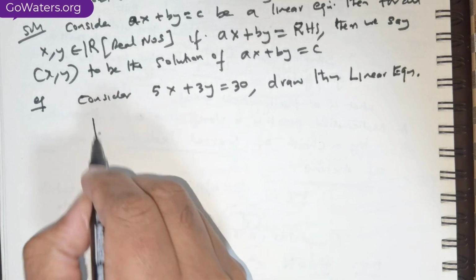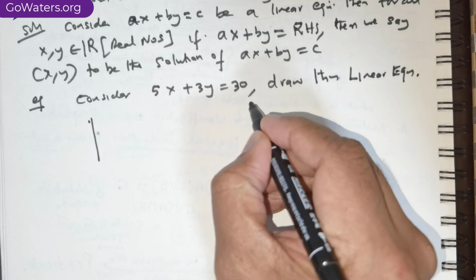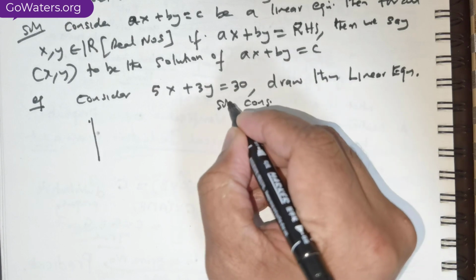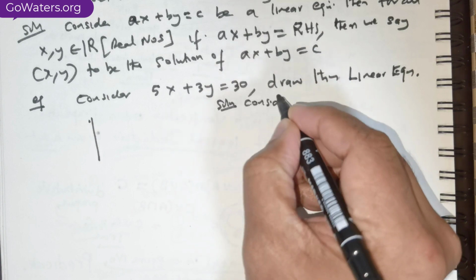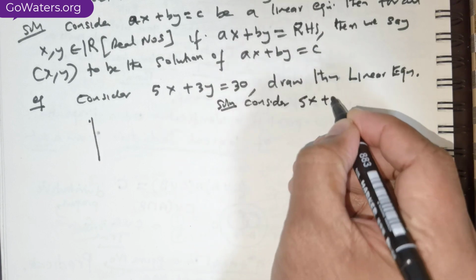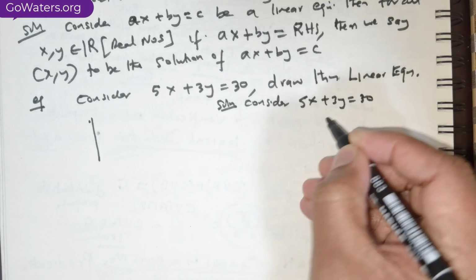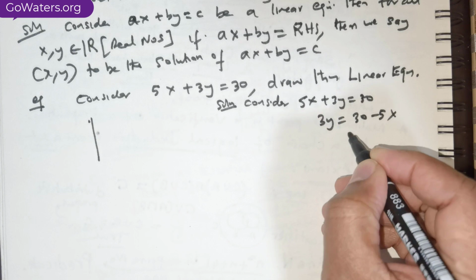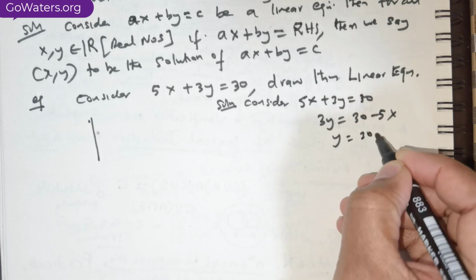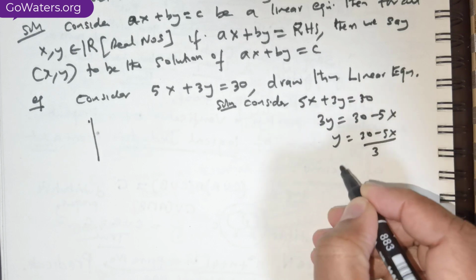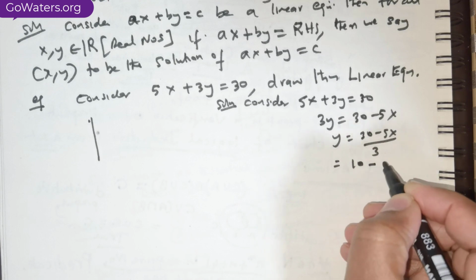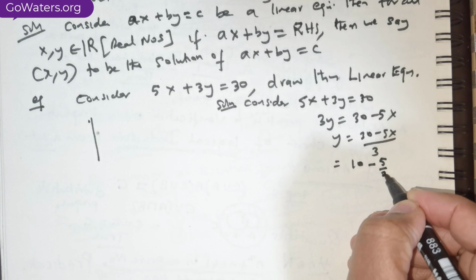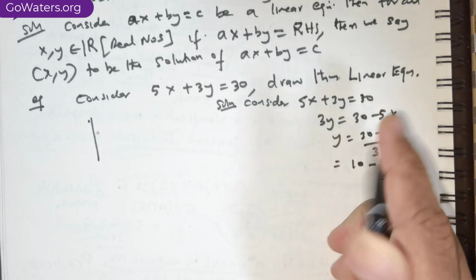What you need to do is rewrite this in this fashion. I'm writing the solution here now. Consider 5x + 3y = 30. I'm going to rewrite it as 3y = 30 - 5x, and then y = (30 - 5x)/3, which can be written as 10 - (5/3)x. You can write it like this, or you can simply state it like that.